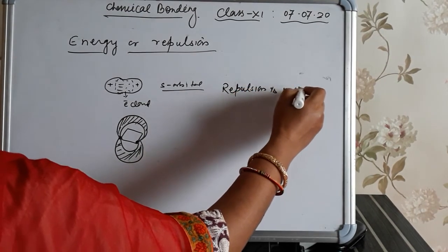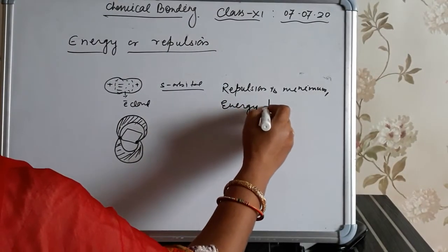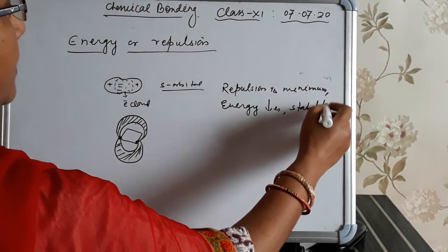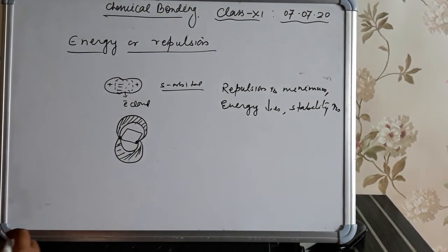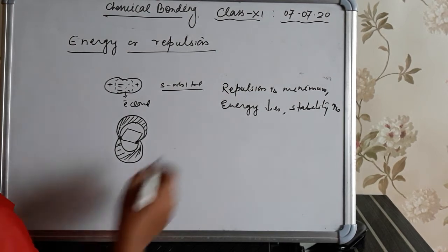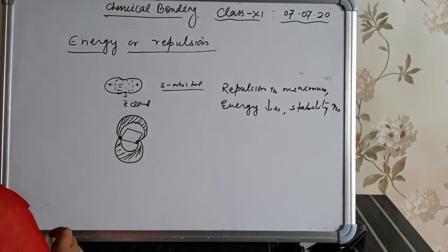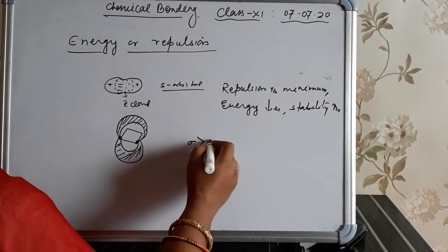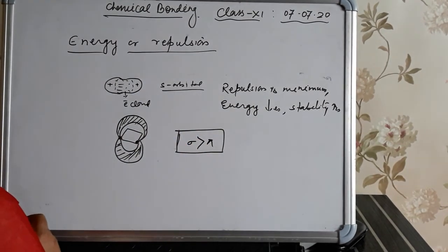Repulsion is minimum, so energy decreases. Energy decreases means stability increases. But in the case of p orbital, repulsion is maximum, so energy increases, so stability decreases. So in that condition, we easily conclude that a sigma bond is stronger than a pi bond from the energy or repulsion point of view.